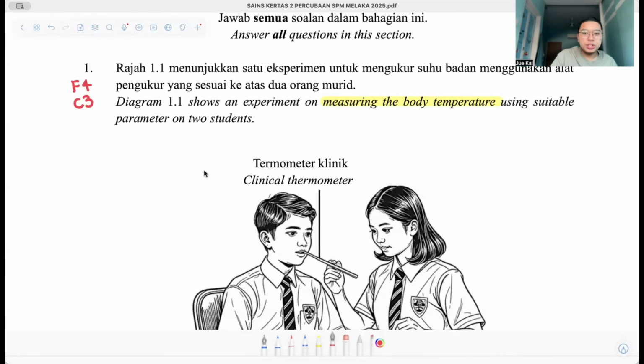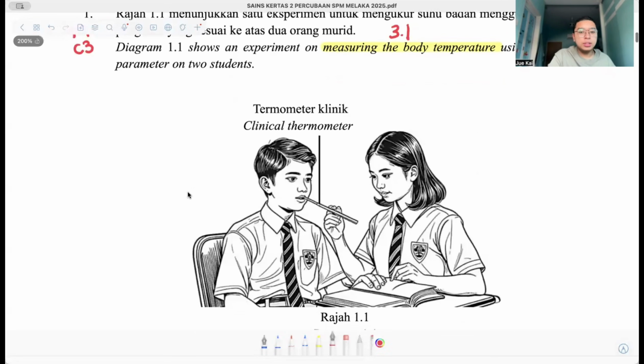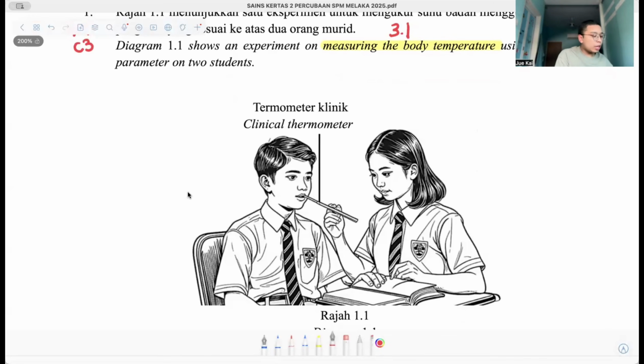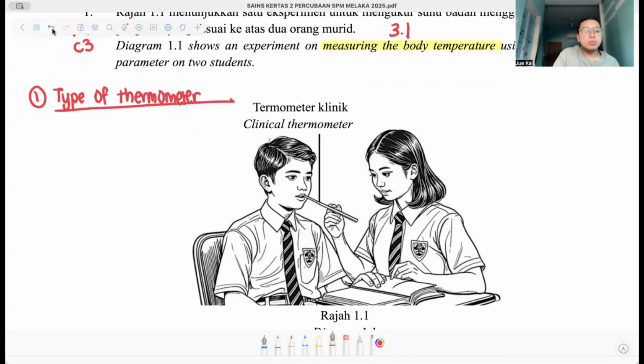For body temperature, this will be 3.1. For 3.1, what you need to know, you write down: the types of thermometer. This is the first thing you need to know, types of thermometer.